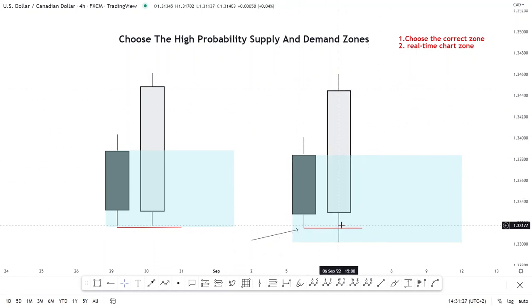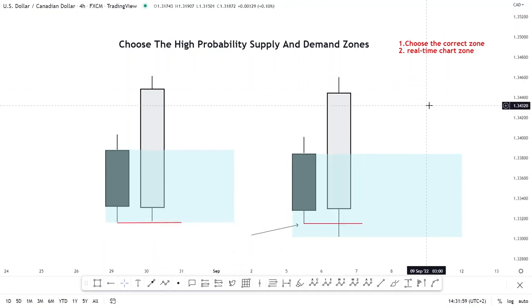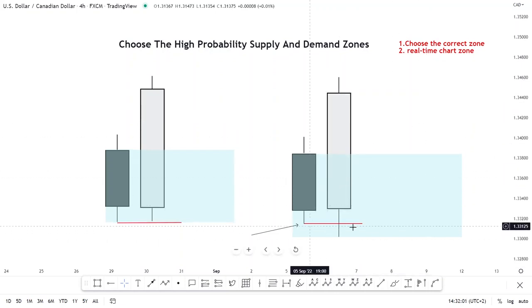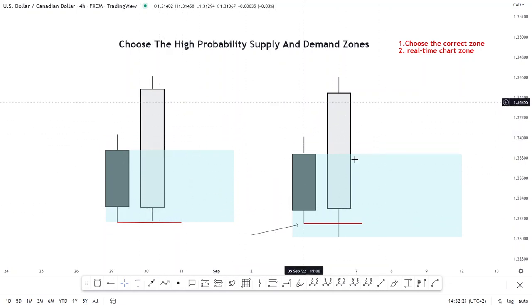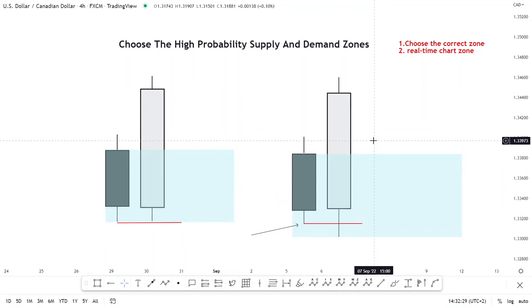The same goes for the supply zone. We can clearly see that this one here tapped the low, but this one did not. So if you find this one here, you can use it, but in the lower time frame, when you need to make an entry, consider this one the most. This one will be the most important one because your entry will not be stopped out easily.